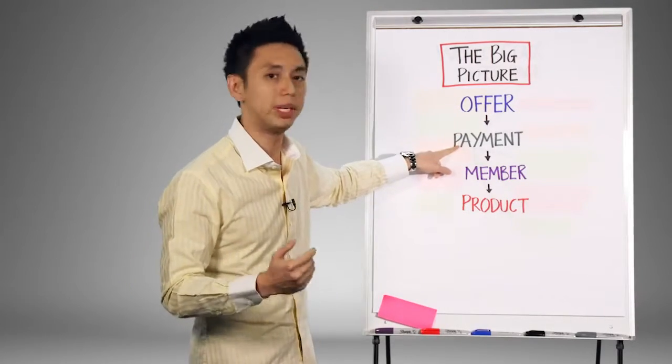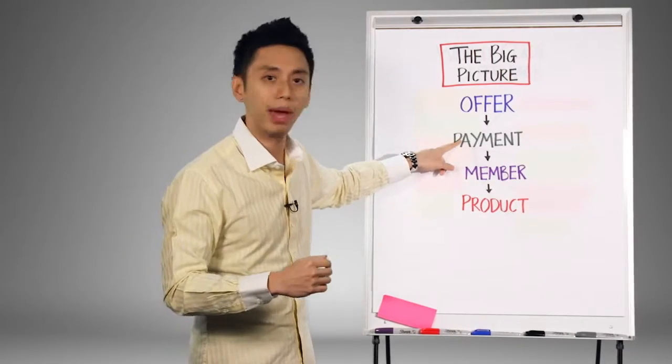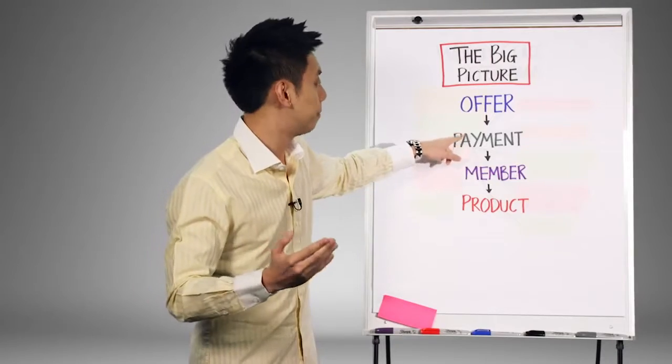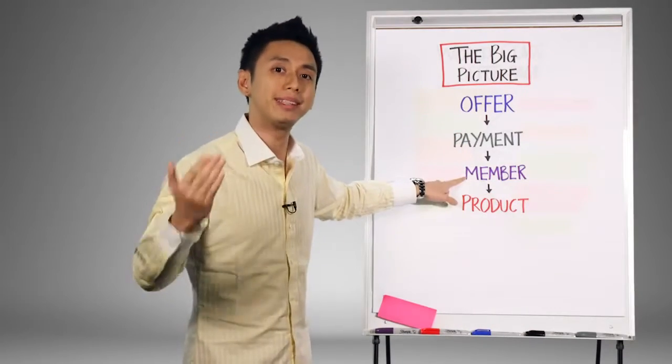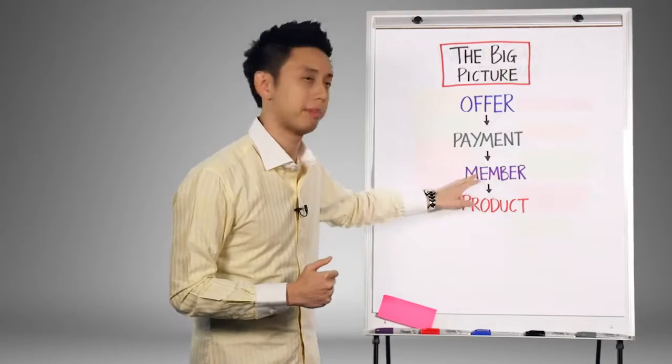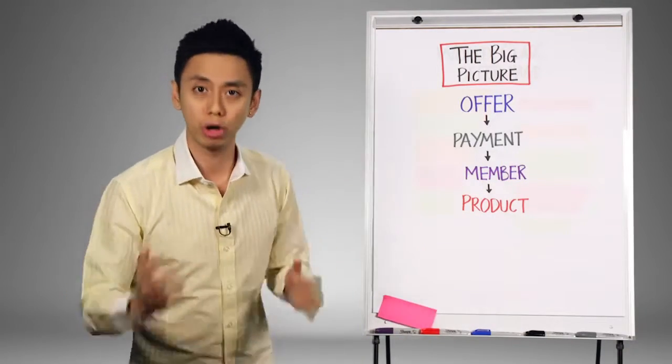This payment could be any payment processor. It could be Authorize.Net, it could be PayPal, it could be ClickBank. The payment processor takes the money and it automatically redirects them to a secret member page, and on the member page, they're able to download the product. Right?